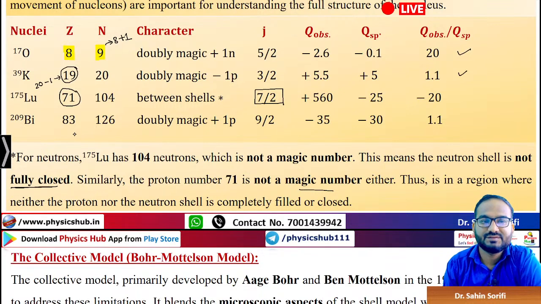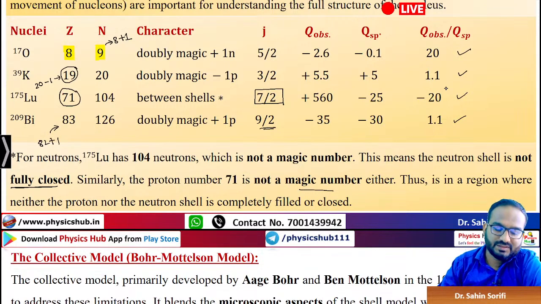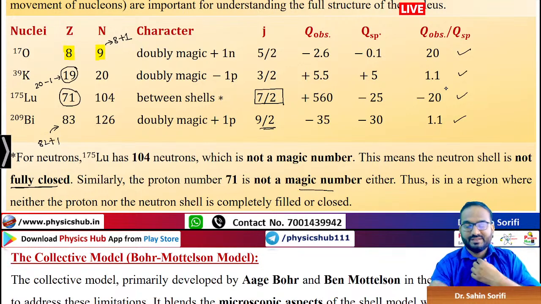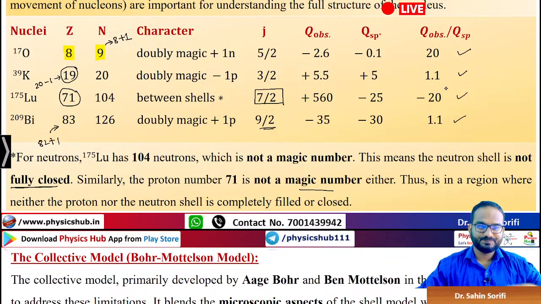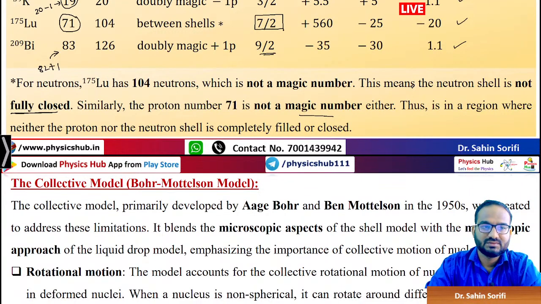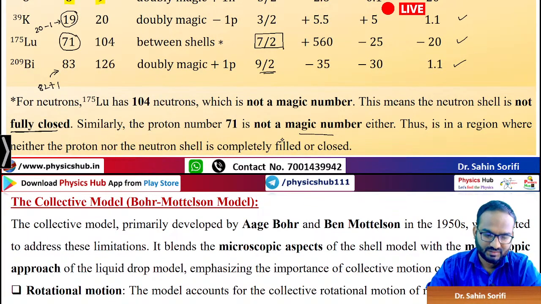Similarly, for bismuth, it is doubly magic. 83 means 82 plus 1, and 126 is a magic number, so doubly magic plus 1 proton. Here the spin is 9/2, and the ratio is 1.1. In all of these cases, you can see the observed quadrupole moment is much larger than the quadrupole moment evaluated from the single particle shell model. This discrepancy was taken care of in the collective model. Understood the basis of the collective model?